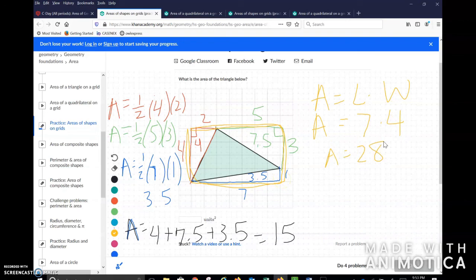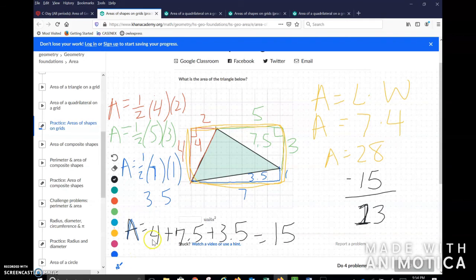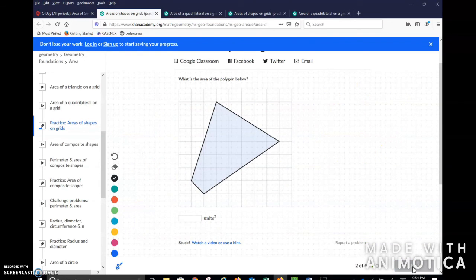So now I'm going to take the rectangle and subtract all the triangles that I had. So 28 minus 15. So 13. And I can click the pencil and click the annotate to get out of there, or I can click it back on and it shows my work. So I'm just going to click here and do 13 squared units, and I'm going to click on check. And it says nice work. So I can move on to the next question and do the same thing.